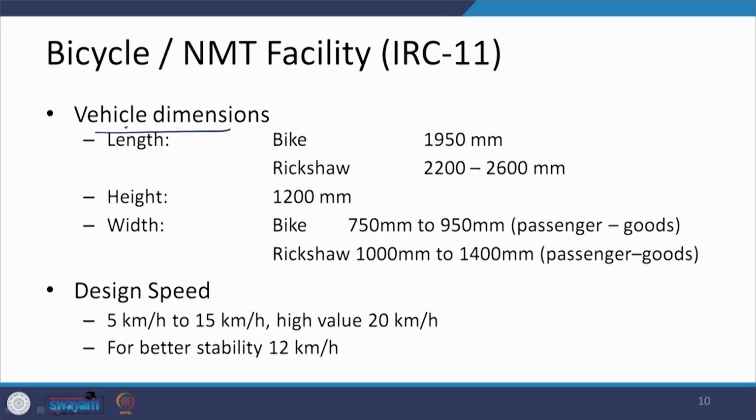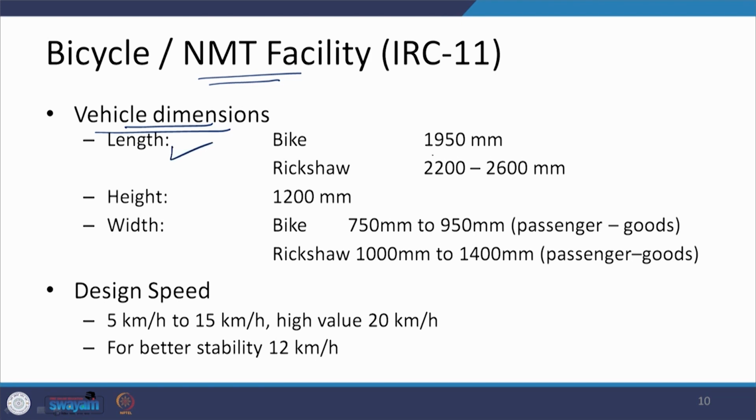When we are talking about these spaces, whether we should provide 1.5 meters or we should provide 2.5 meters, one thing to be taken into consideration is the dimensions of the vehicles which are going to be there, or here in this case we are talking about bicycles. Along with bicycles, we are also looking at the cycle rickshaw. So, what are the possibilities? Let us look at that.